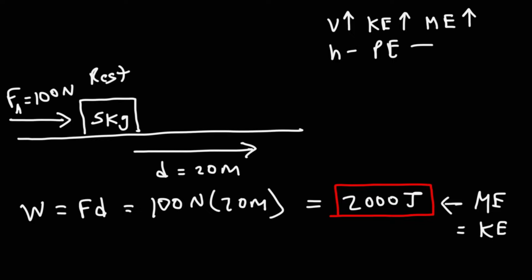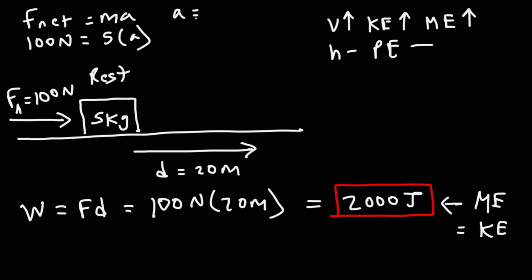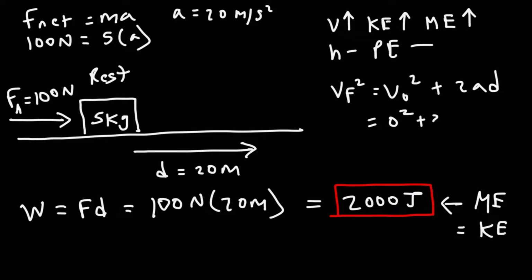If we want to calculate the kinetic energy another way, here's what we can do. First, we could find the acceleration. The net force is 100 newtons because that's the only force acting in the horizontal direction. The mass is 5 kilograms. And if we take 100 divided by 5, that will give us the acceleration of 20 meters per second squared. Now, using this equation, we can calculate the final speed now that we know the displacement and the acceleration. The initial speed is 0, a is 20, and the displacement is 20 meters.